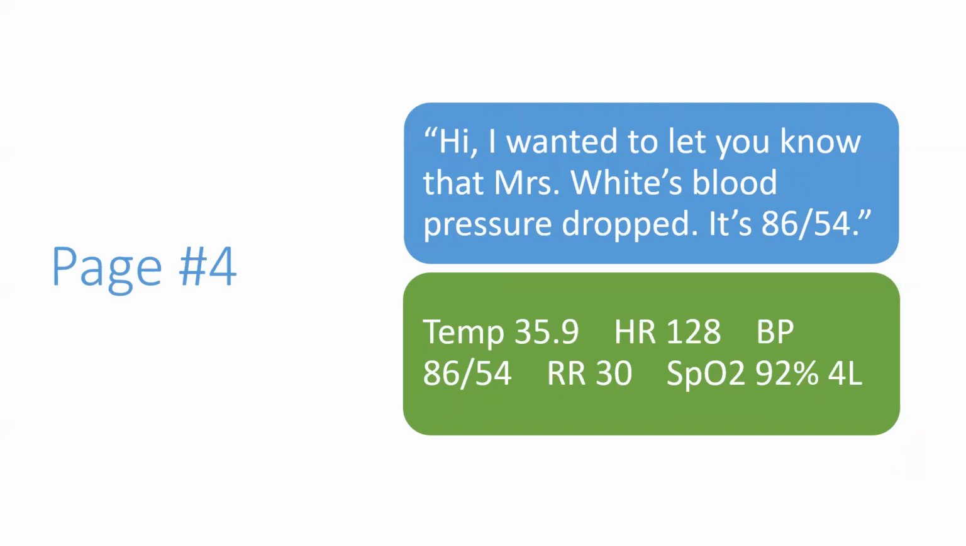And now you get one more page. Another patient's nurse says, hi, I wanted to let you know that Mrs. White's blood pressure dropped. It's 86/54. You look down, Mrs. White is 85, and she came in last night after a fall. She had a hip fracture. They were worried about her medical risk for surgery, so she hasn't gone to the OR yet. Temperature's 35.9, heart rate is 128, blood pressure is 86/54, respiratory rate is 30, and O2 sat is 92% on 4 liters. Is she in shock?